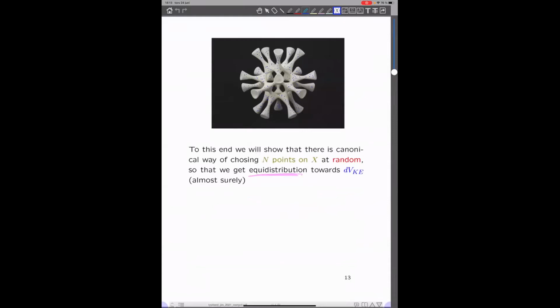Okay, so what I will do is I will explain that there's actually a canonical way of choosing configurations of endpoints on X, so at random, so that we get equidistribution of these points almost surely towards the volume form of the Kähler-Einstein metric. So very concretely, what that means is that I will explain that there's a canonical way of just sampling points, just throwing all these points at random, and then they will sort of microscopically, for a large number of points, almost surely approximate the Kähler-Einstein volume form, like in numerical integration, for example, but without using the metric as an input into the construction.